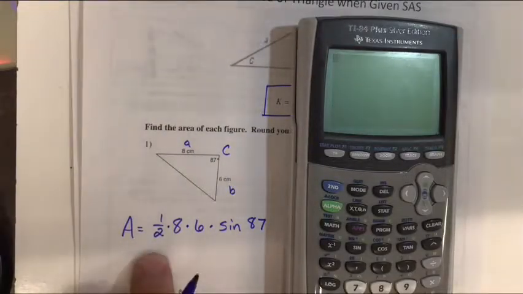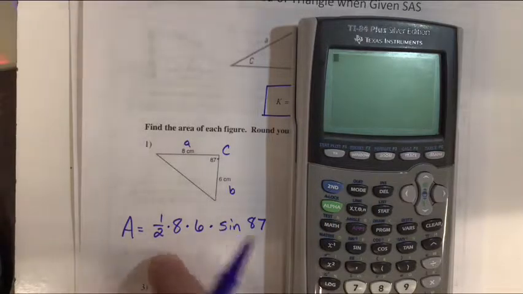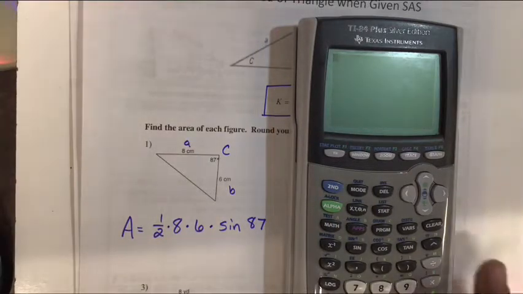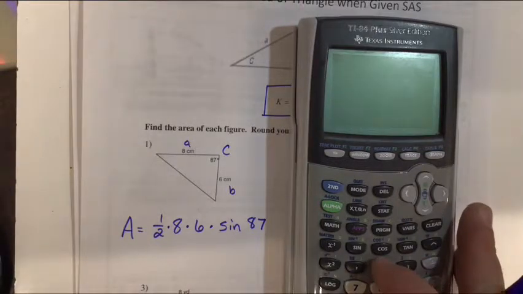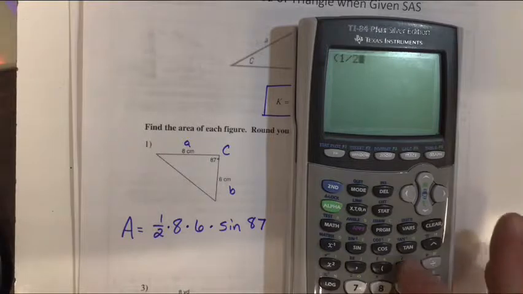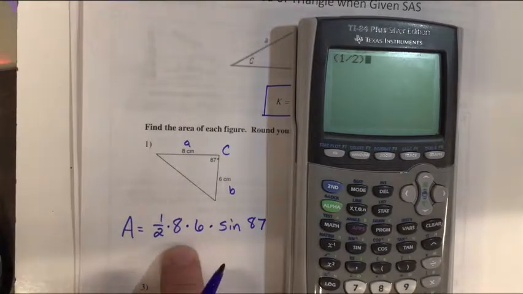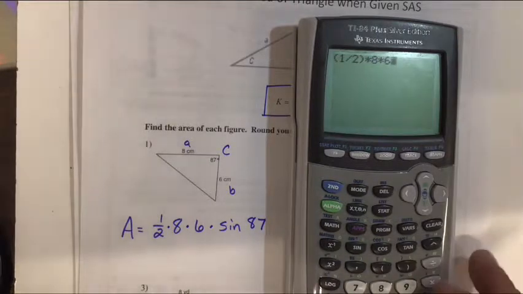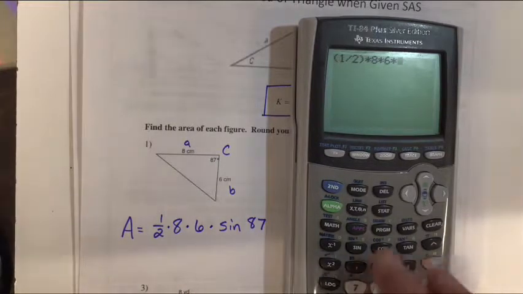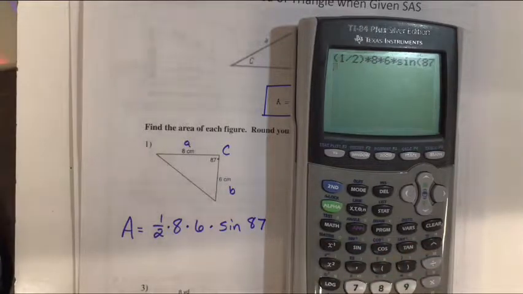Okay, so we're just going to plug this in exactly as it's written. Now, you can plug in 1/2 a couple different ways. I like to just leave it as a 1/2, and so to do this as a fraction on this calculator, I just use parentheses, 1 divided by 2, parentheses, and then times 8, times 6, times the sine ratio of 87. And then close your final parentheses after the 87, hit enter, and you get a final answer of about 23.9671, so on and so forth.